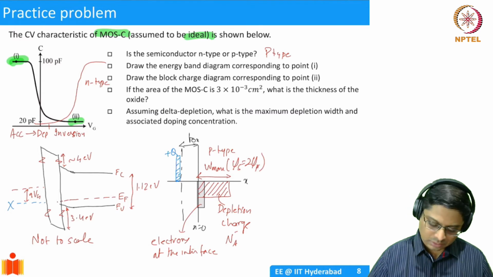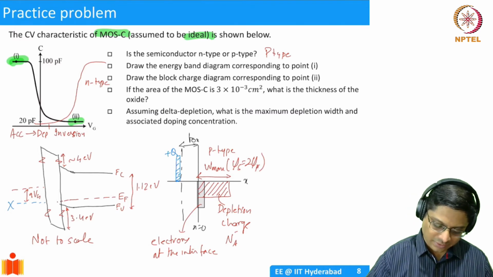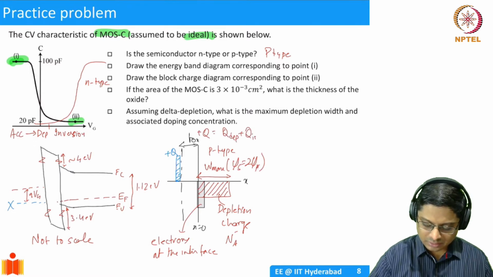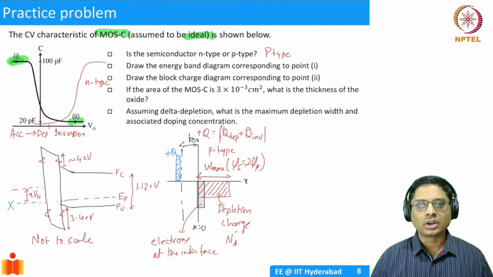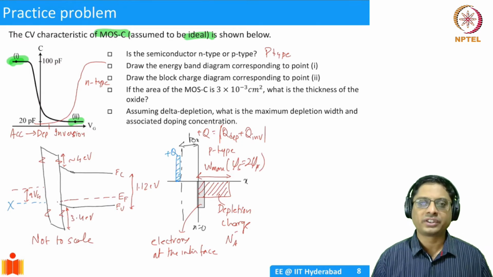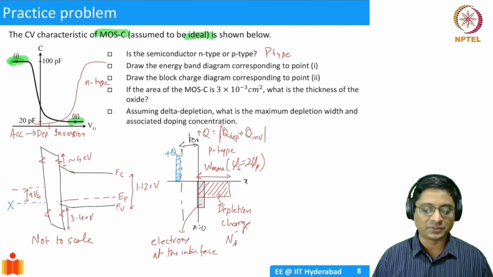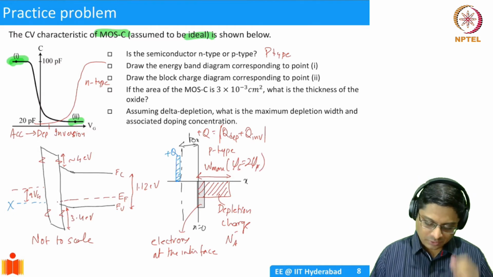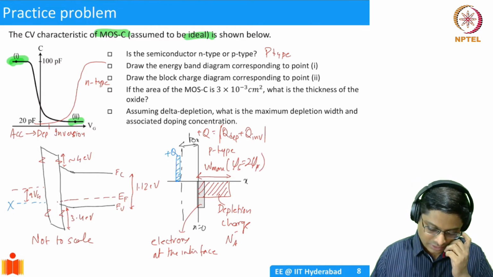So overall, your plus Q, whatever you have, should be equal to Q depletion plus Q inversion. Okay, in terms of magnitude, they should be equal. Both are negative, so sum it up. That should be the charge balance. Always the charge balance has to be maintained. There's no other escape from that. It's one of the fundamental laws of physics. Okay, fine. So this is done.